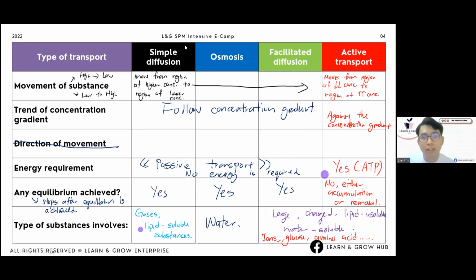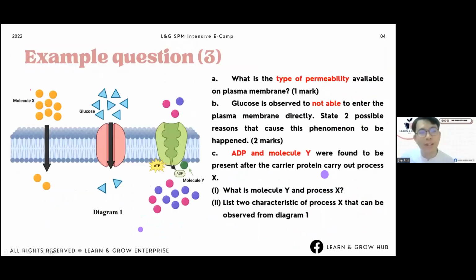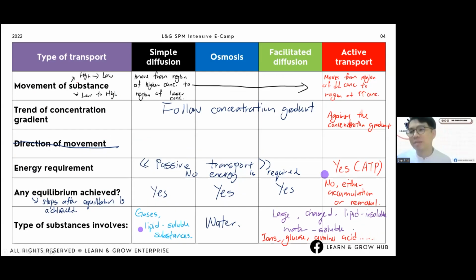Sorry. Can I ask a question? Yes, please. Why no direction of movement? The direction from low concentration to high concentration is not the direction of movement. Yeah, so that's why I already repeated the movement of substance, right? So I don't want to repeat the same thing again. I think I made a typo here.